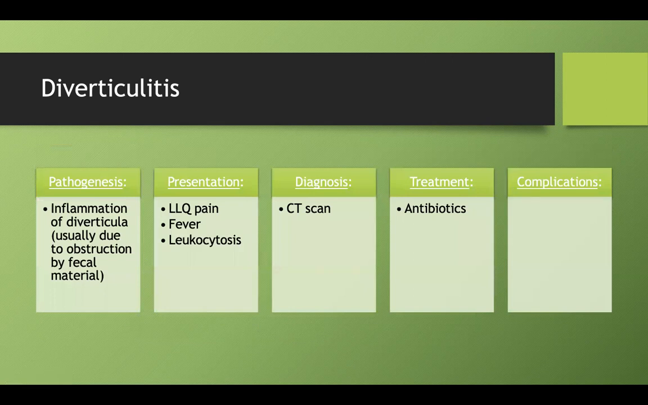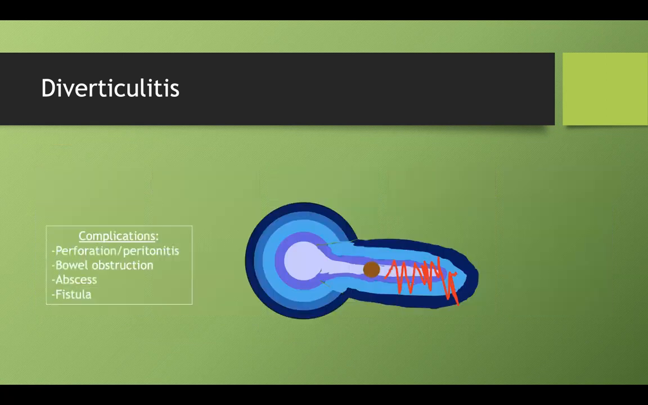Okay, so complications of diverticulitis: you can get perforation, bowel obstruction, an abscess, or a fistula. So let's just talk quickly about what those look like. For a perforation, that should make sense. If you have all this repeated inflammation, that could ultimately blow up and you have perforated bowel. For an obstruction, that could also make sense. If you have continued inflammation you can get blockage in that area and get an obstruction.